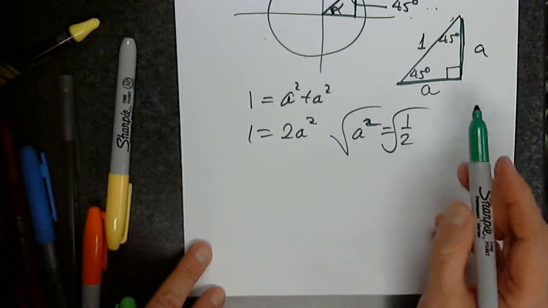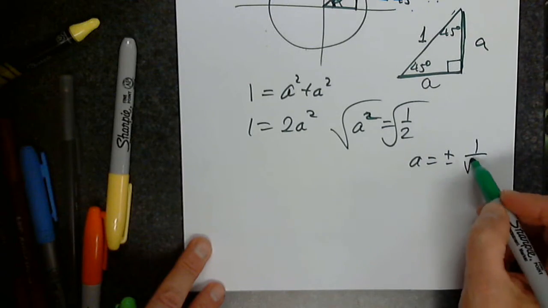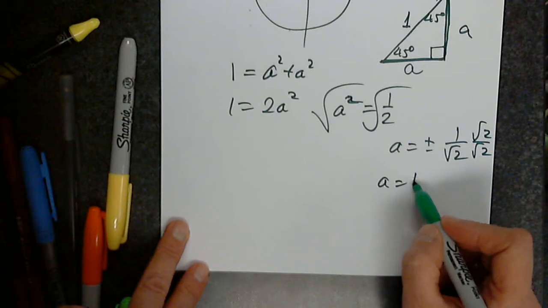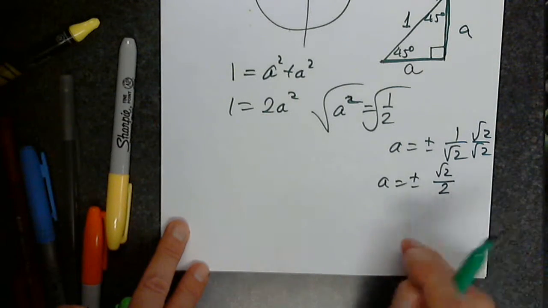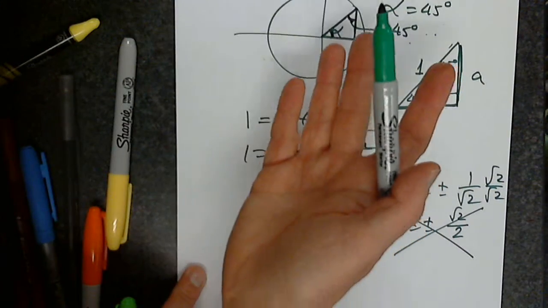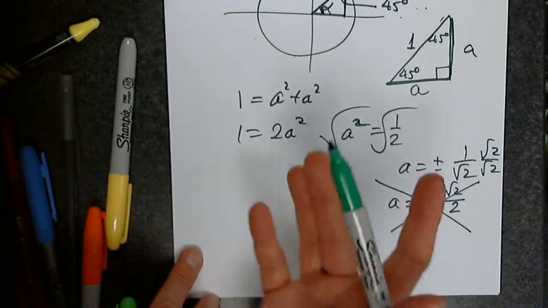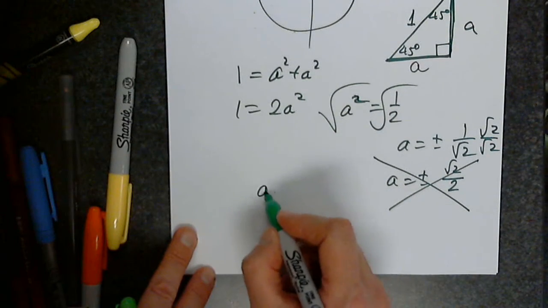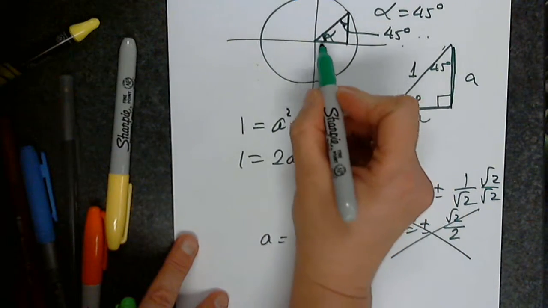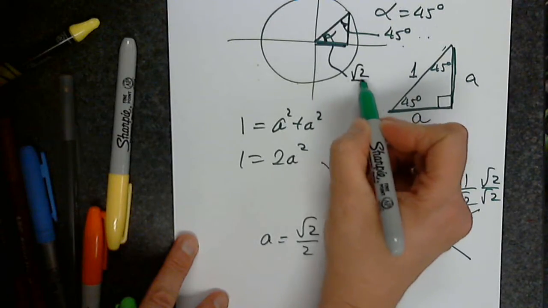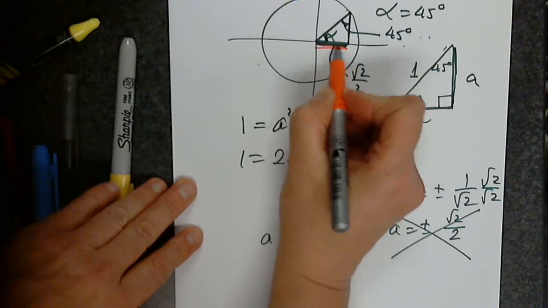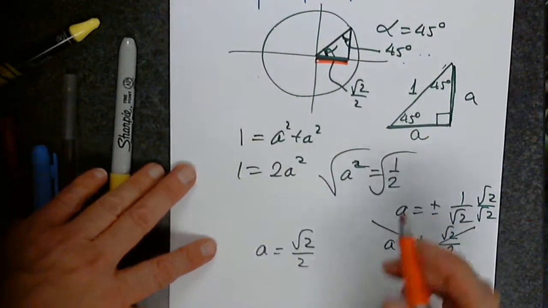I have to take the square root, and I get a equals plus or minus 1 over the square root of 2, but I have to rationalize by the square root of 2 and the square root of 2. So a equals plus or minus the square root of 2 over 2. However, I cannot use negative because 45 degrees is in the first quadrant and both x and y have to be positive. So in this case a equals the square root of 2 over 2. If this piece is the square root of 2 over 2, maybe I should have used a different color, sorry about that, how much is this piece?